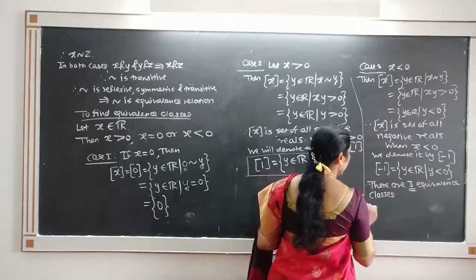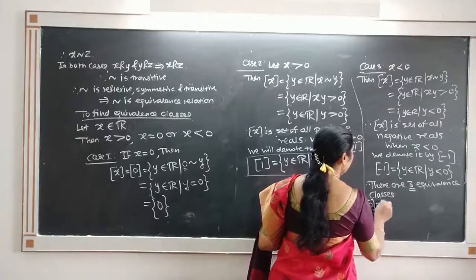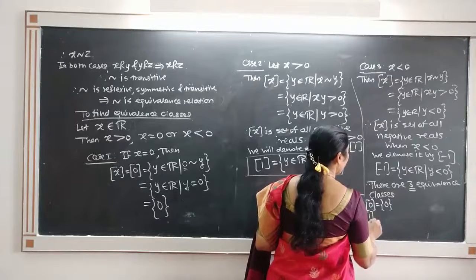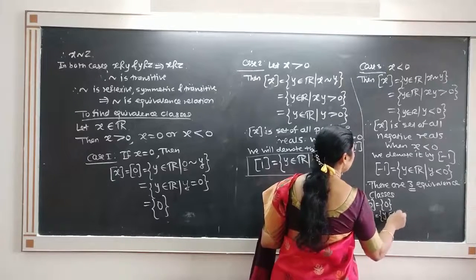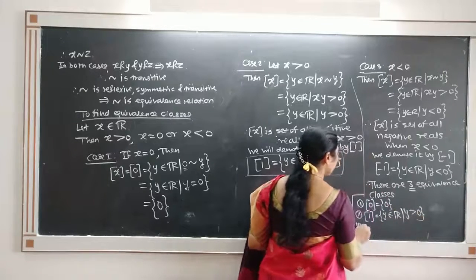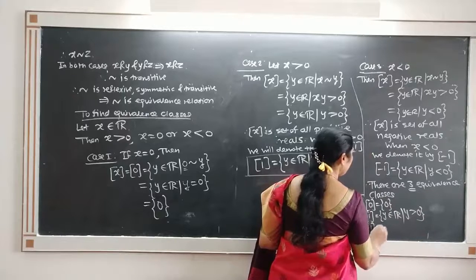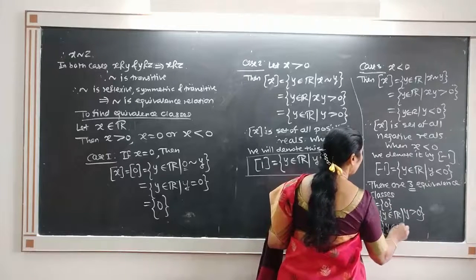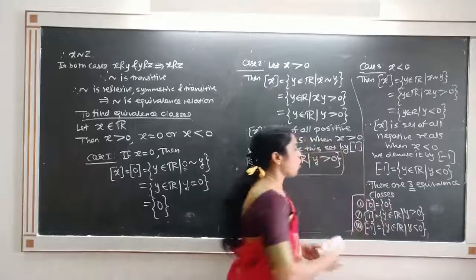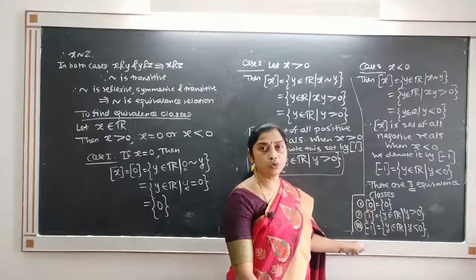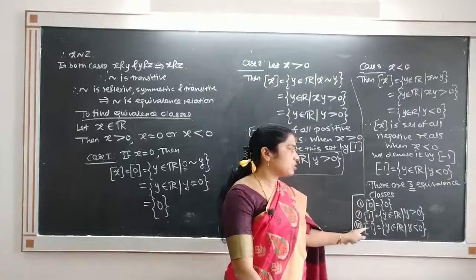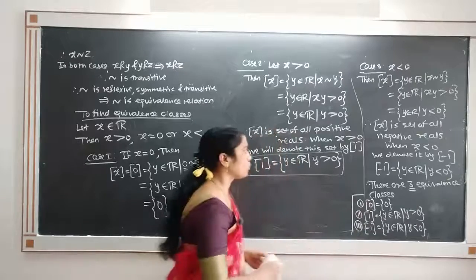First one, equivalence class of 0, which consists of 0. Second one, equivalence class of 1, which consists of all y in real numbers such that y is greater than 0. And third, denoted by equivalence class of -1, that is set of all y belonging to R such that y is less than 0. Observe that this is a disjoint union. If you take the disjoint union of these, then it is nothing but R, whole R.